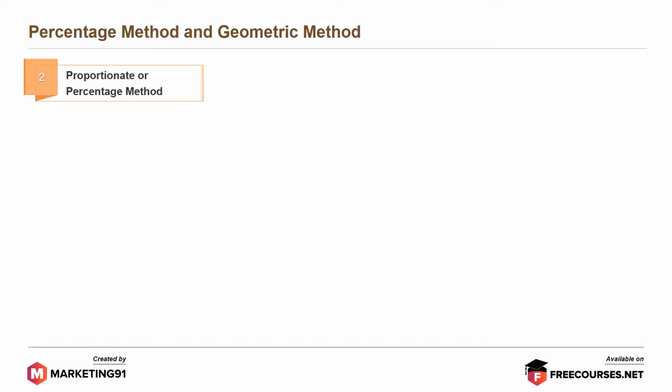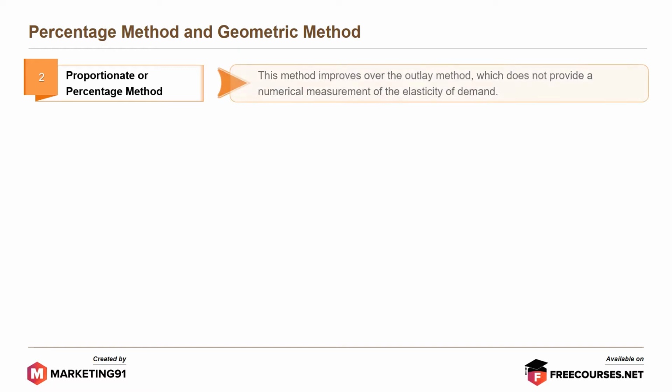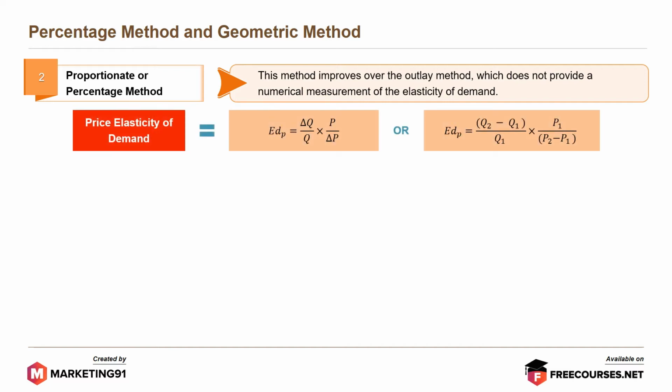Moving further, second, proportionate or percentage method. This method improves the total outlay method, which does not provide a numerical measurement of the elasticity of demand. Thus, in this case, the price elasticity of demand is equal to change in the quantity demanded upon quantity into price divided by the change in price.